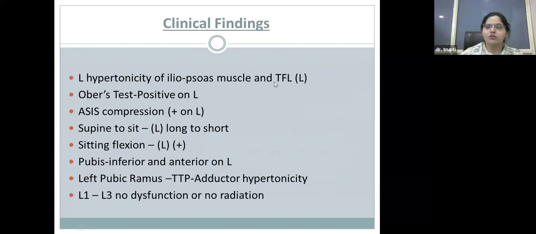Hypertonicity of iliopsoas muscle and TFL left side. Oberst positive on left side. ASIS compression positive on left. Supine to sit, left long to short. Sitting flexion, left positive. Pubis inferior and anterior on left. Left pubic rami tender to palpate, adductor hypertonicity. L1 and L1 to L3, there is no dysfunction or no radiation.